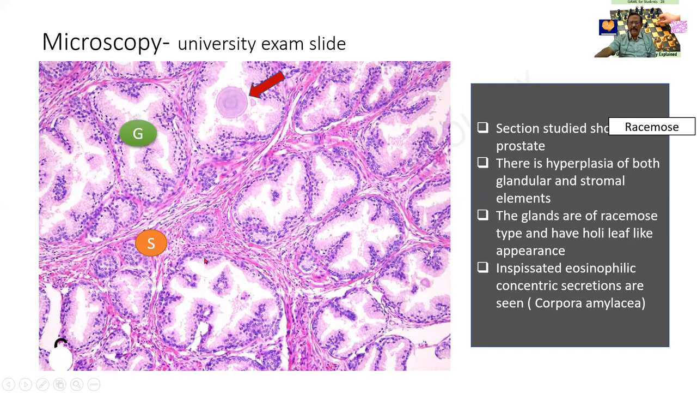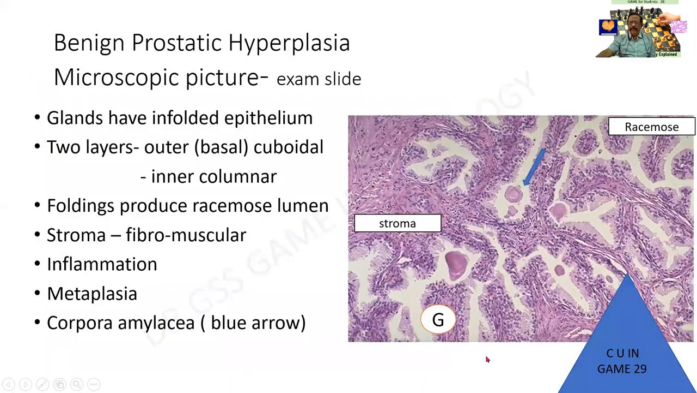Normally in a prostate, there will be two layers. One will be an inner epithelium, the other is the basal layer. And the basement membrane is intact. This is called as a holly leaf-like pattern, the racemose pattern. This again is the same. I am finding multiple racemose glands.